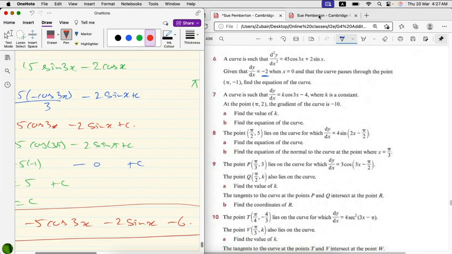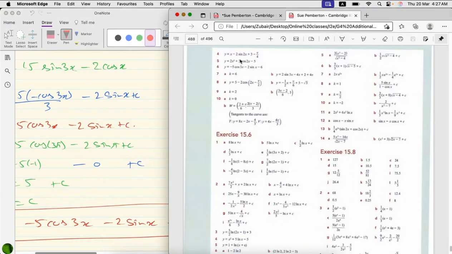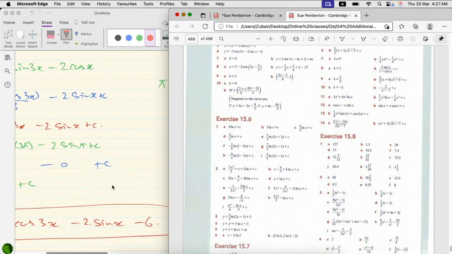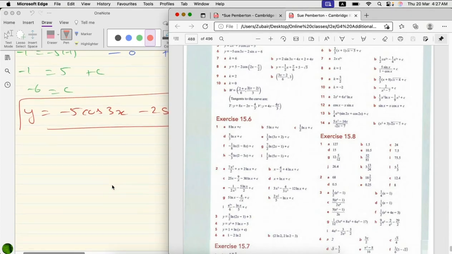Let's check. This is question 6. Minus 5 cos 3x minus 2 sin x and minus 6. That's correct.